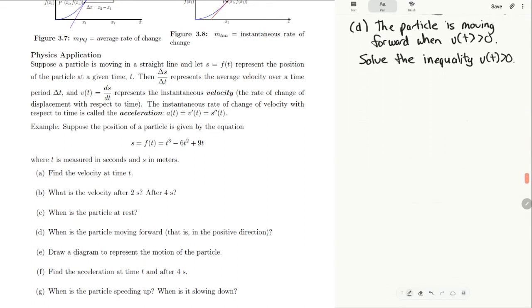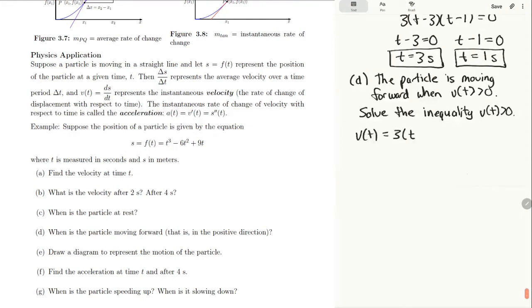And so our velocity function, after factoring, is 3 times t minus 3 times t minus 1. And so we want to solve for when this function is positive. So here we can use a number line to help us determine the times where the velocity function is positive.